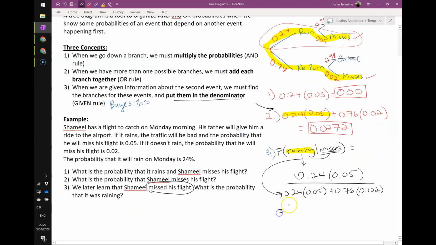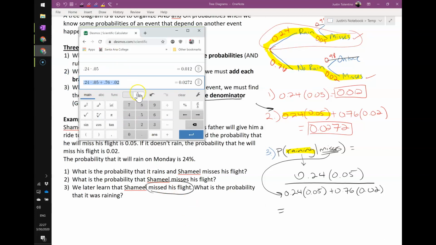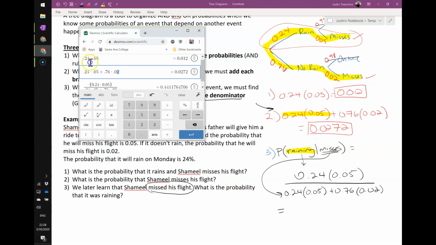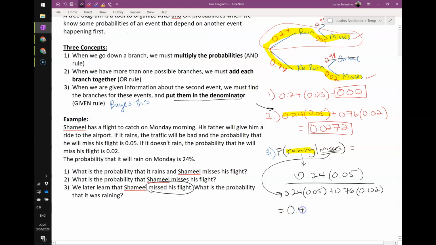It looks complicated, but notice again, just put what's possible, what's given to you, on the bottom, and then out of those possible branches, which ones do we want? Those are the ones that go on top. And so we can just put this in our calculator. We have 0.24 times 0.05 divided by that whole thing on the bottom. I just took this entire one, put it in the bottom, and we have 0.4412. And there's our probability.